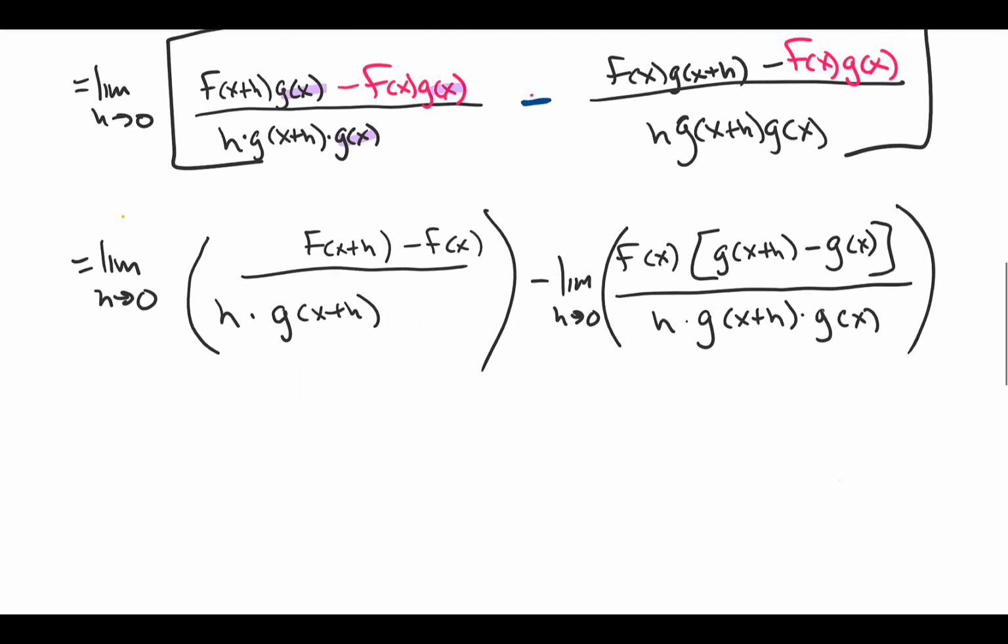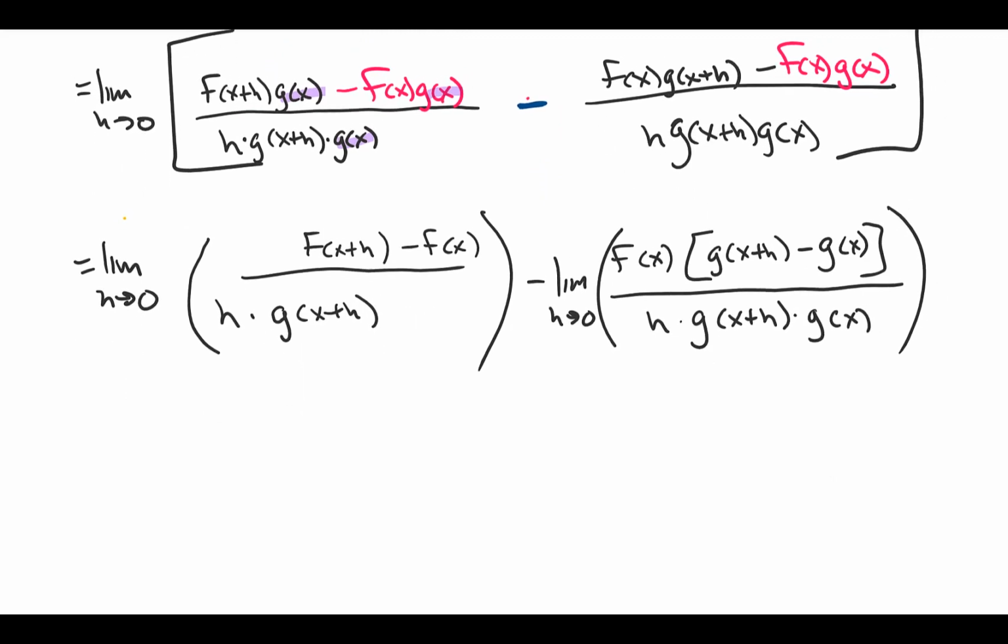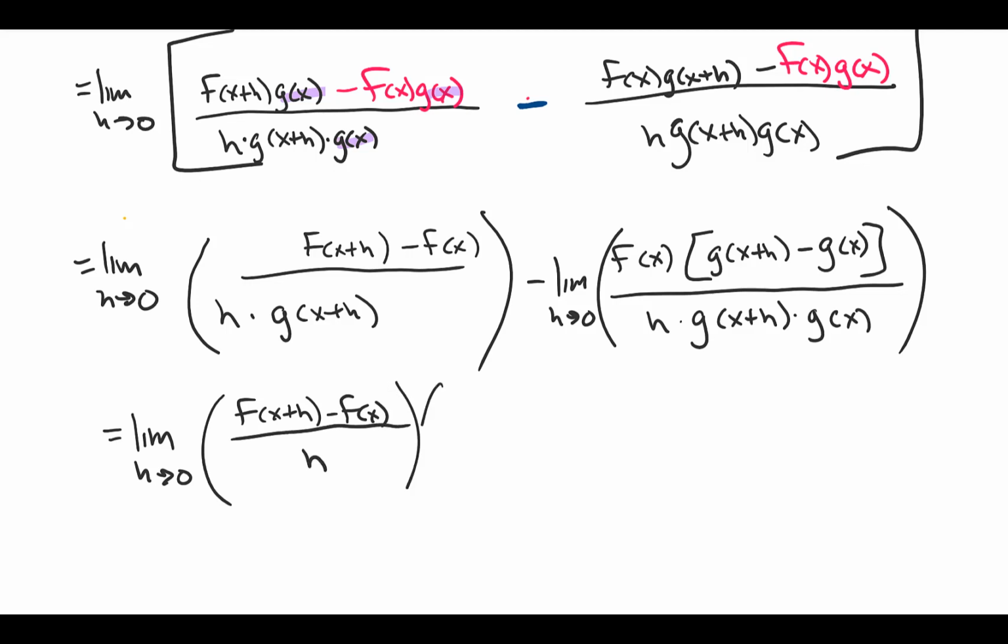Now, we look at this one, and this is no big deal. I'd like to break this first one into just two pieces. The limit as h goes to 0, and let's just do this: f of x plus h minus f of x. Let's leave that up top, and leave our h right down here. And then we could multiply by 1 over g of x plus h.